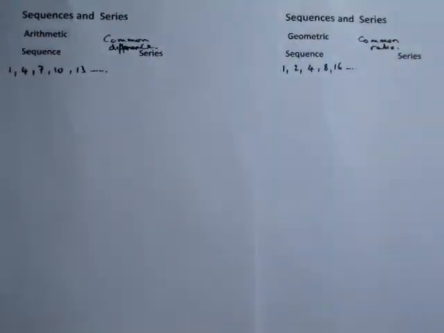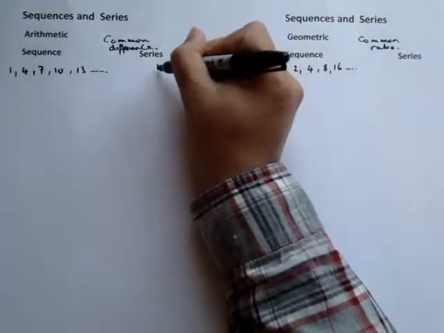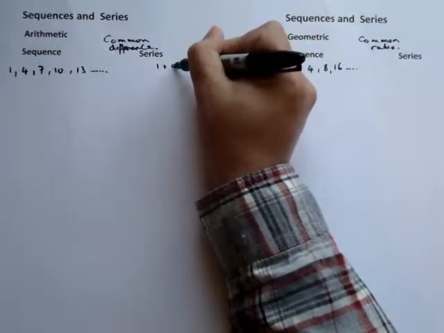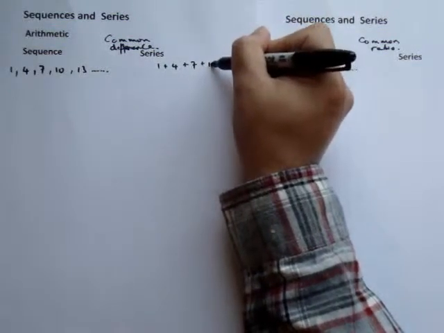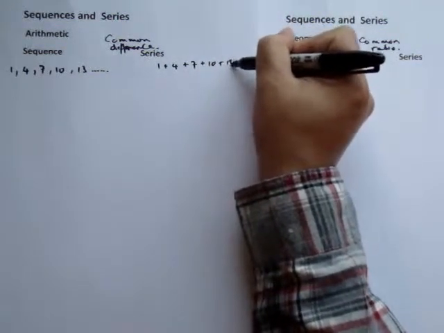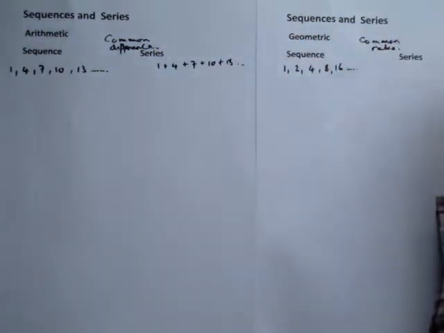Right. For series we have the same list of numbers, but we have 1 plus 4 plus 7 plus 10 plus 13, and the same in the geometric series, we have 1 plus 2 plus 4 plus 8 plus 16.